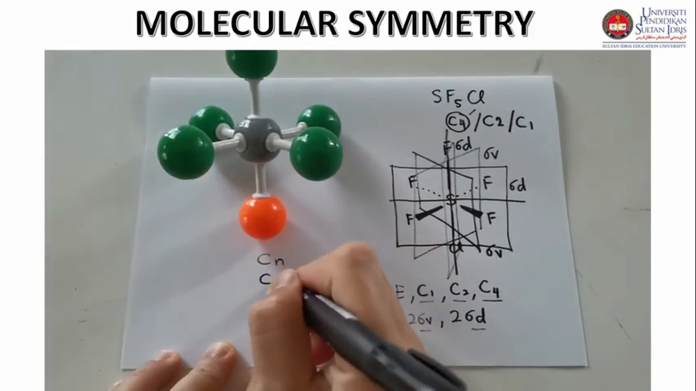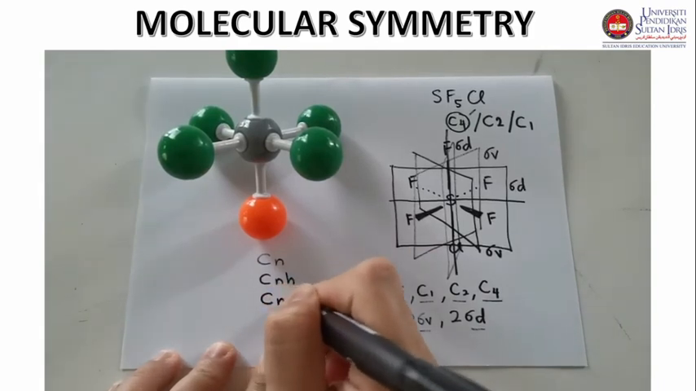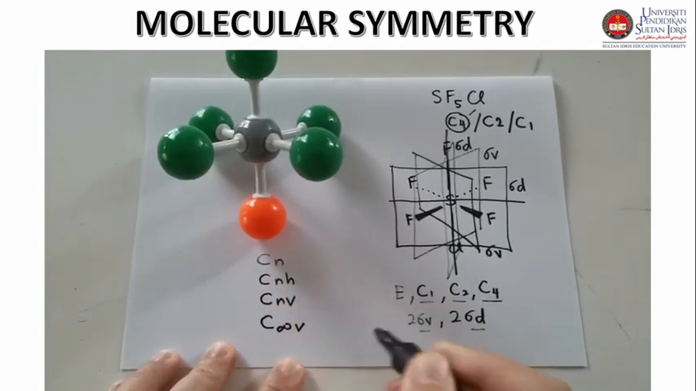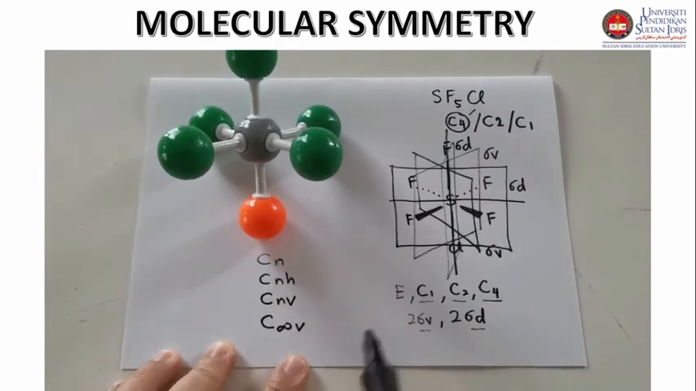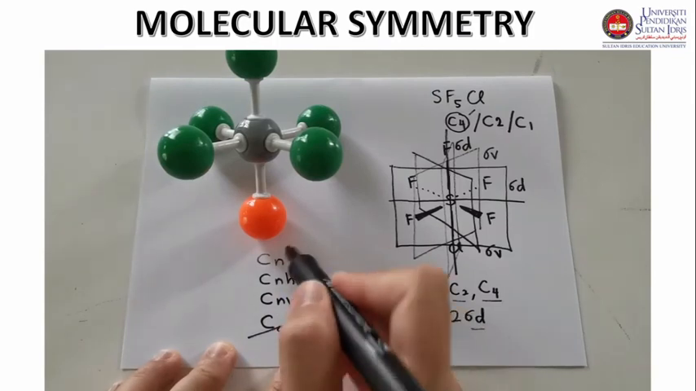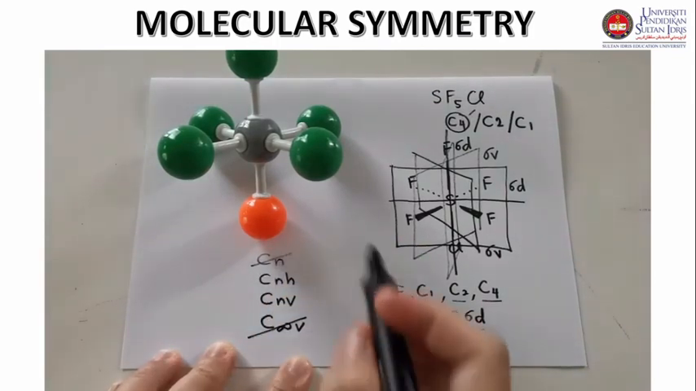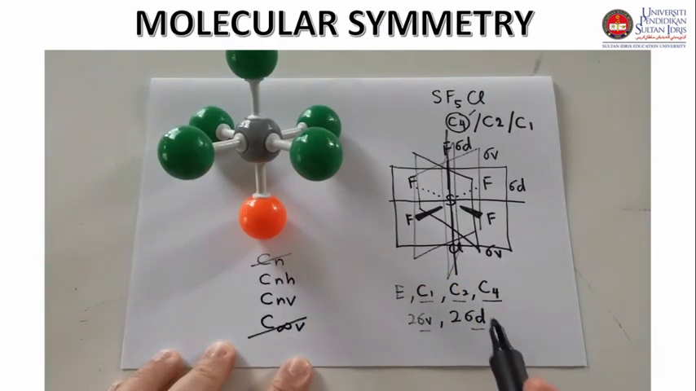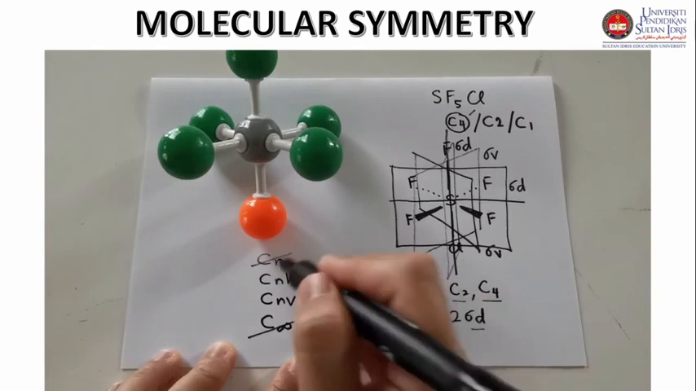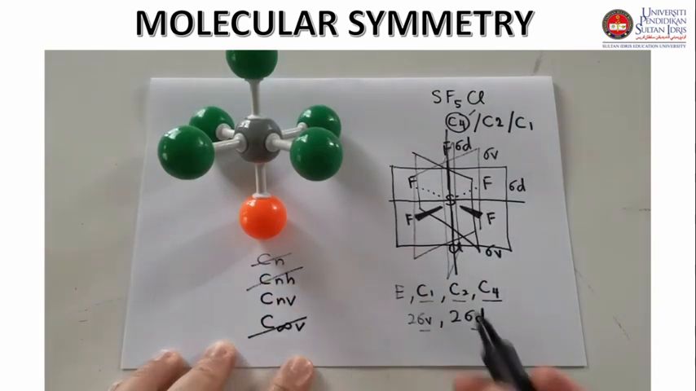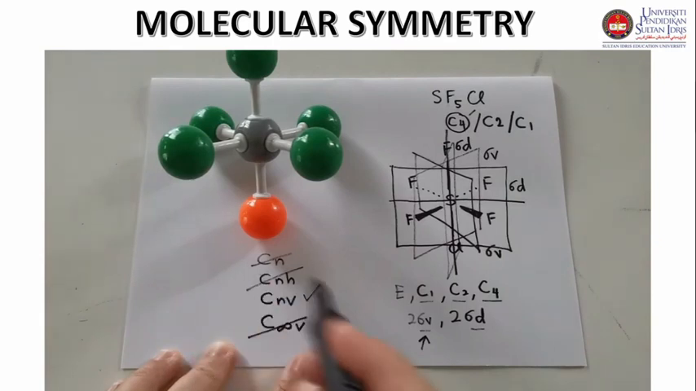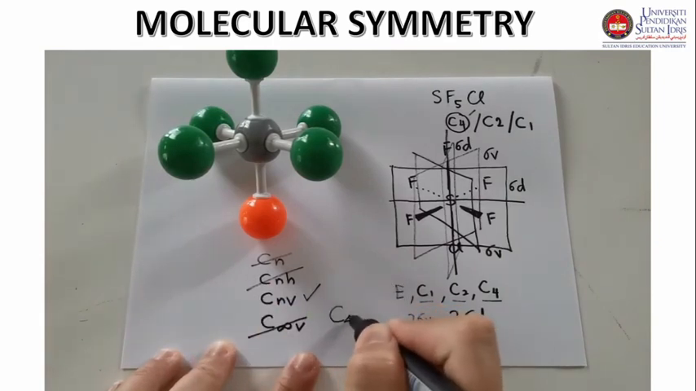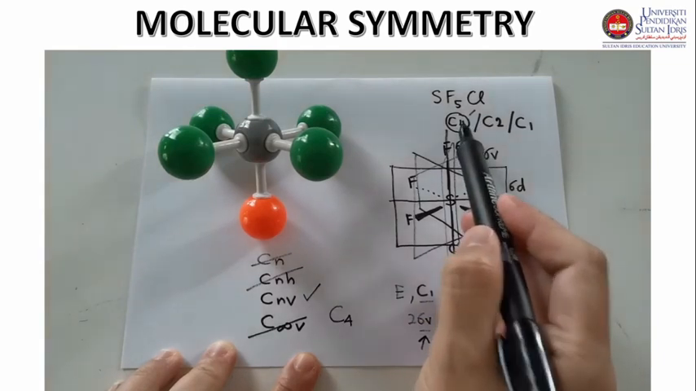Okay guys, and then Cnv, Cnh, Cnv, C infinity v. The molecule is not linear, so C infinity v does not exist in the molecule, so this is ruled out. And there is a sigma v plane, so it is not just Cn. Okay guys, there is no sigma h plane, the horizontal plane does not exist, so the Cnh point group does not exist in the molecule, so the only possible point group is Cnv. Here n is equal to 4, so C4v is the point group for this molecule. So C4v is the point group for this molecule.